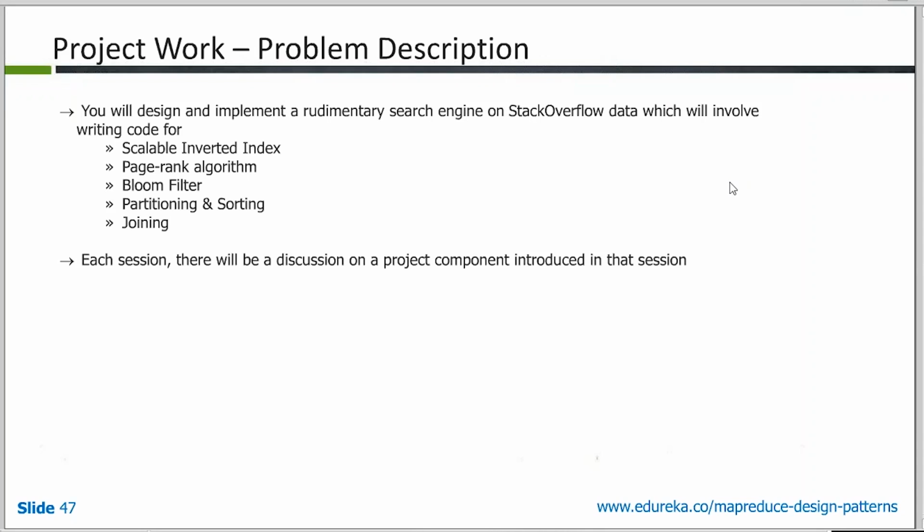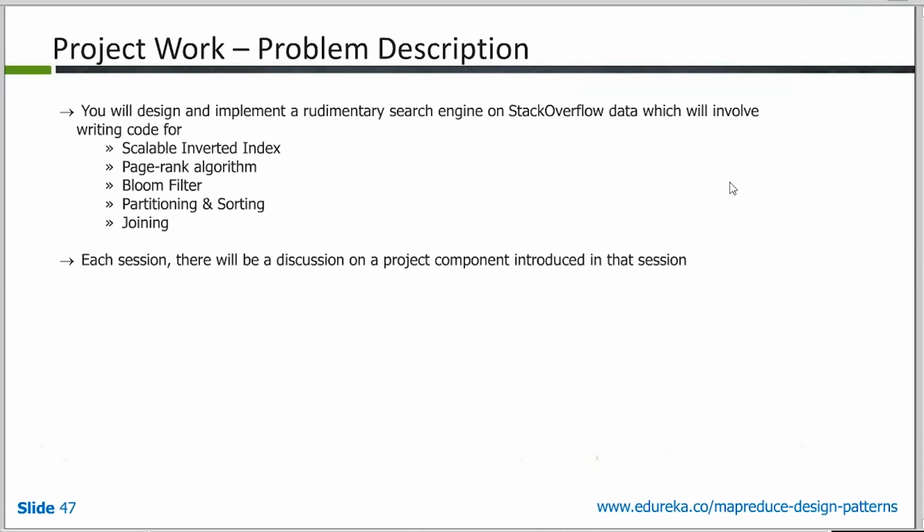Okay, so now we come to a description of the project work. You will design and implement a rudimentary search engine on Stack Overflow data, which will involve writing code for a scalable inverted index. And I'll show you a pseudocode for the first one. Then we'll write a PageRank algorithm, and this is the graph. You'll use some parts of the graph design pattern here. And this will be done in 3 different parts, which I will explain to you tomorrow.